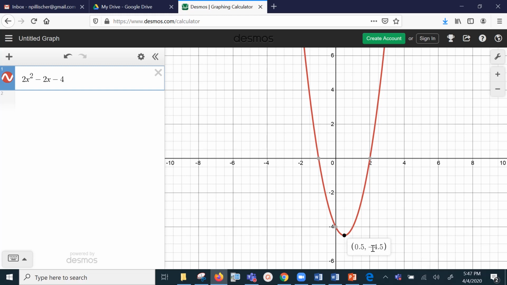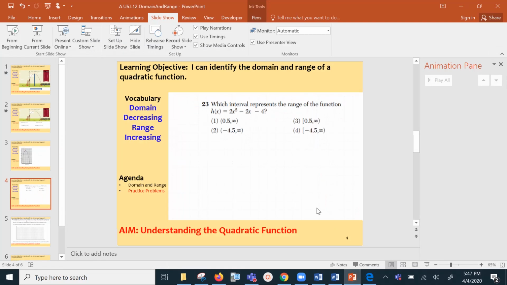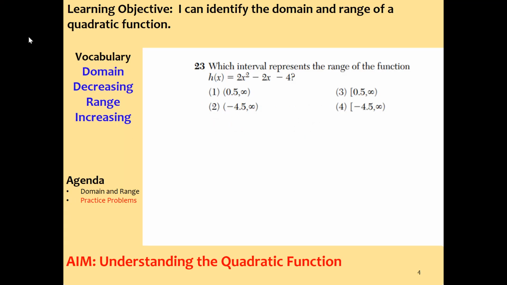And in the problem it said range. So when we're looking at the range, it's from the bottom to the top. And because it keeps on going, we're going to use infinity. Now, we didn't really talk about this too much, but there's a thing called function notation. All you have to know is when it's a parenthesis like that, it means does not include. When it's a bracket like this, that means include. Now, we're going to include negative 4.5 because it touches negative 4.5.